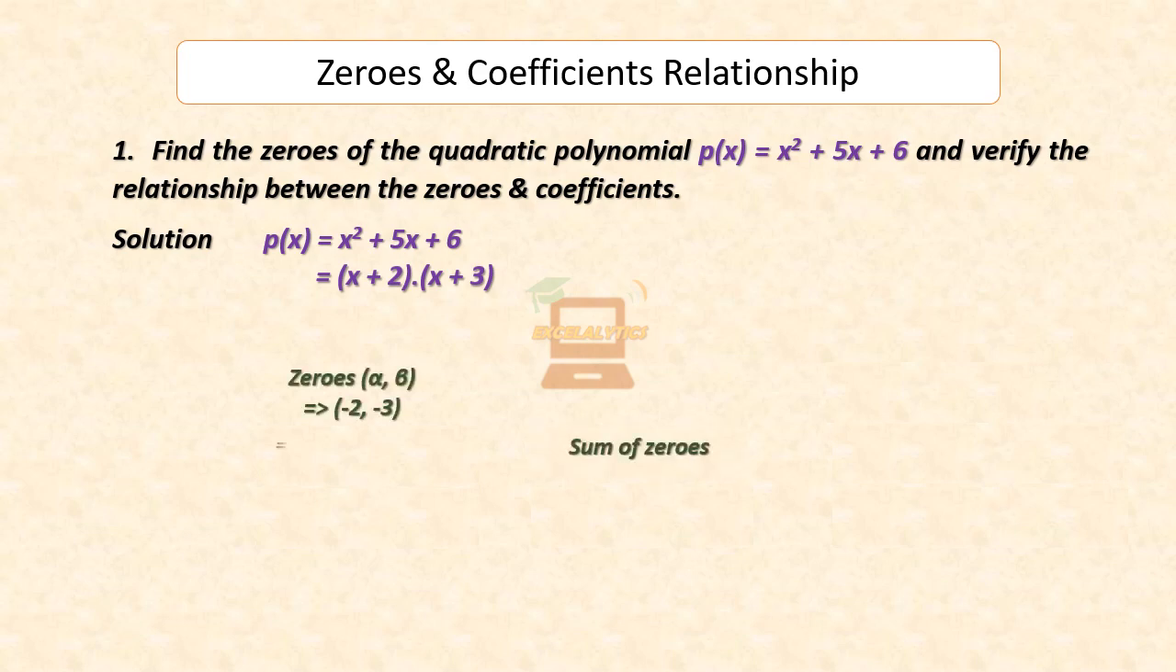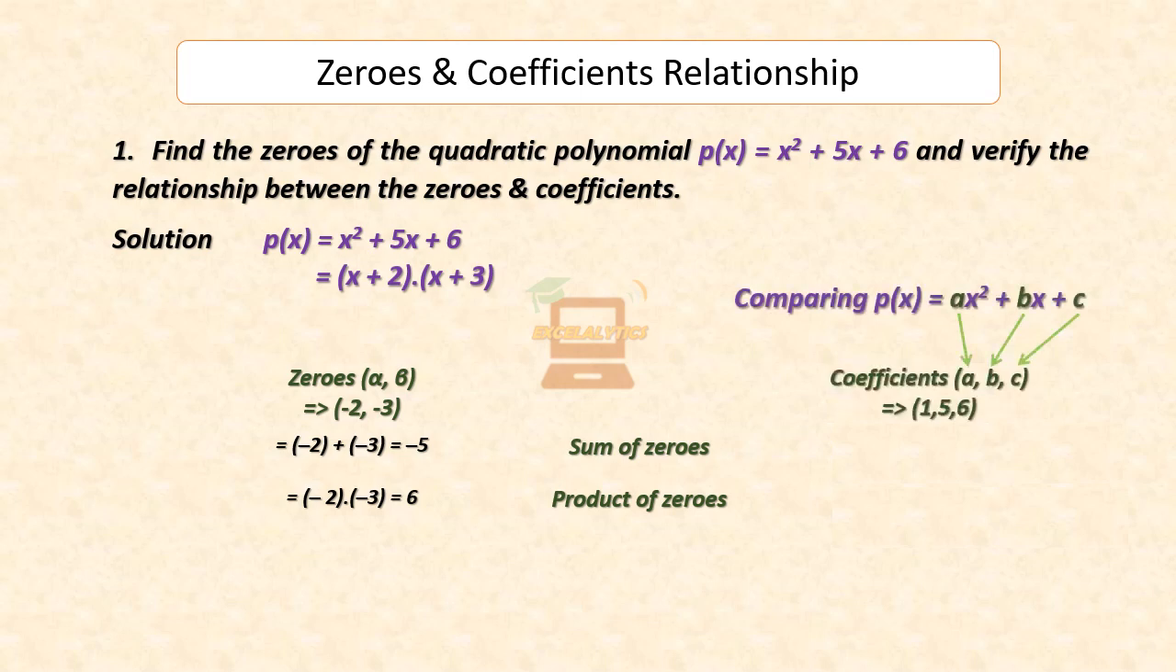Hence, sum of zeros will be minus 2 plus minus 3 equals minus 5. Similarly, product of zeros will be minus 2 times minus 3 equals 6. By equation of relationship of zeros and coefficients.